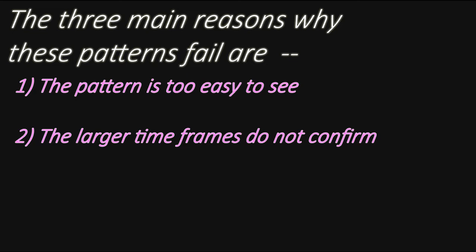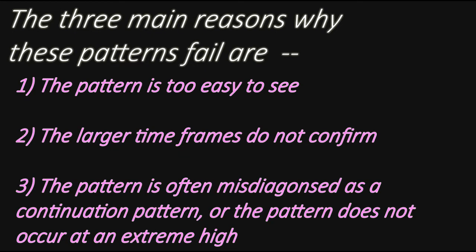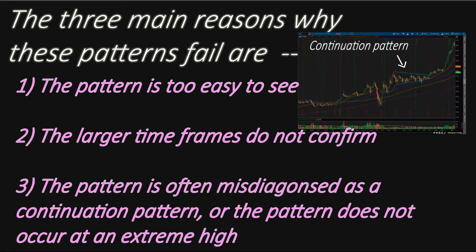And then you have the third and final reason, which is that the pattern is often misdiagnosed as a continuation pattern, or the pattern does not occur at an extreme high. And I'll get into that a little bit more, but essentially what you need to know is that head and shoulders or an inverse head and shoulders are by nature reversal patterns. They are not continuation patterns. For instance, a bull flag or a bull wedge or something like that, a symmetrical triangle would be a continuation pattern. You have a sharp move up, then you have consolidation, and then a move higher. Head and shoulders is a reversal pattern.